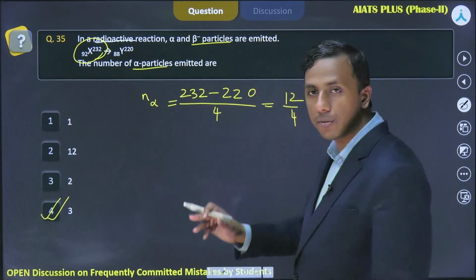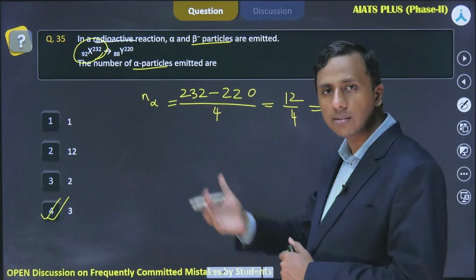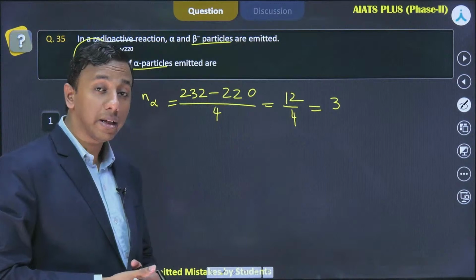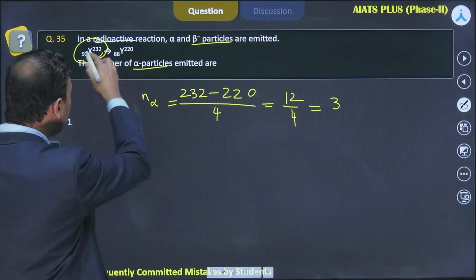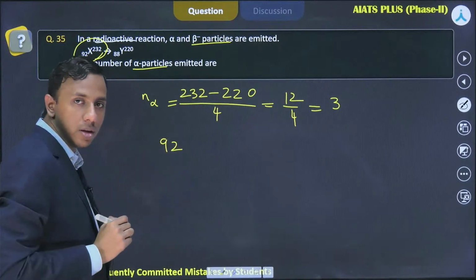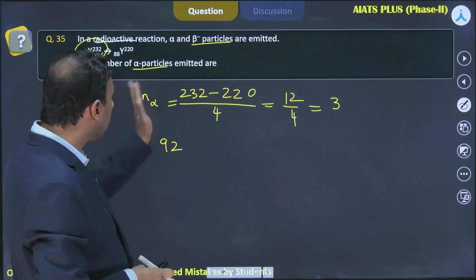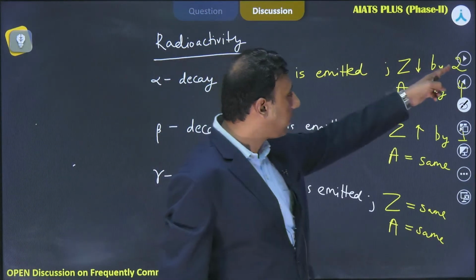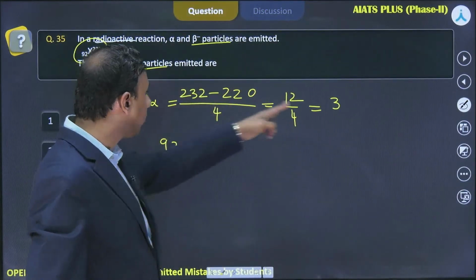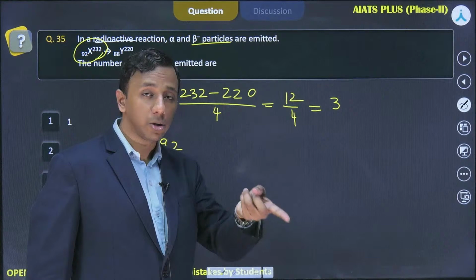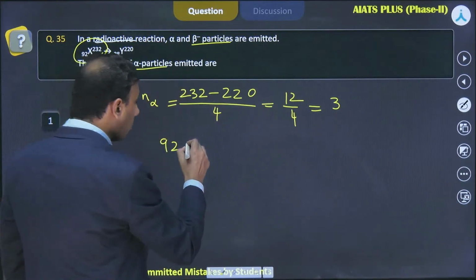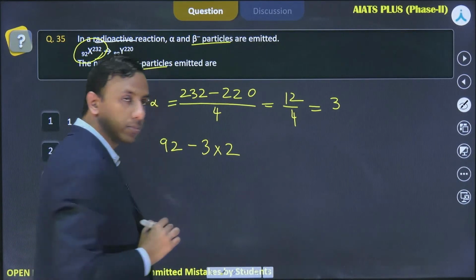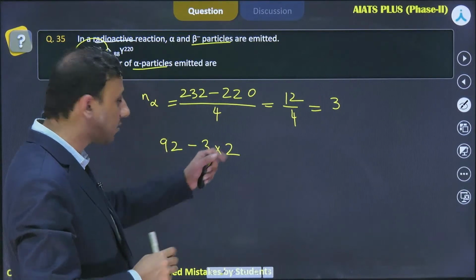So from this much itself, we have solved the question, right? But they are asking a few other things as well. We can find the beta minus particles as well from this one. How? What was the original atomic number? 92. And due to one alpha decay, Z decreases by 2. But here, how many alpha particles were emitted? 3. So Z decreases by 2 for each one of them. So total decrease would be, I am putting minus sign, minus 3 times 2.